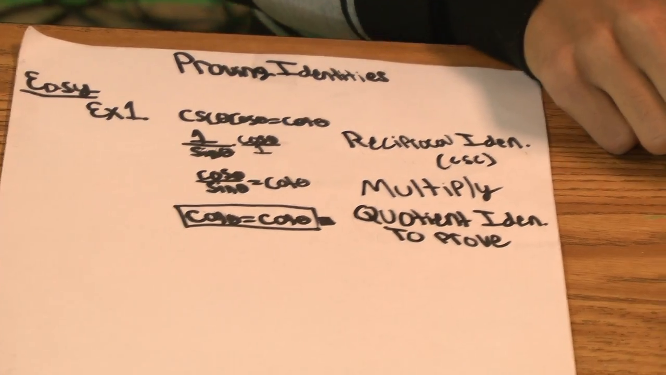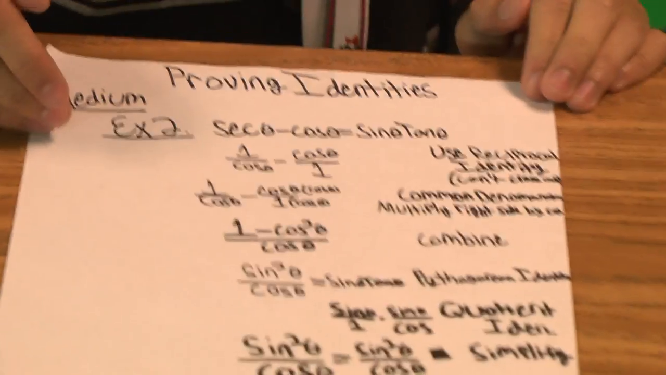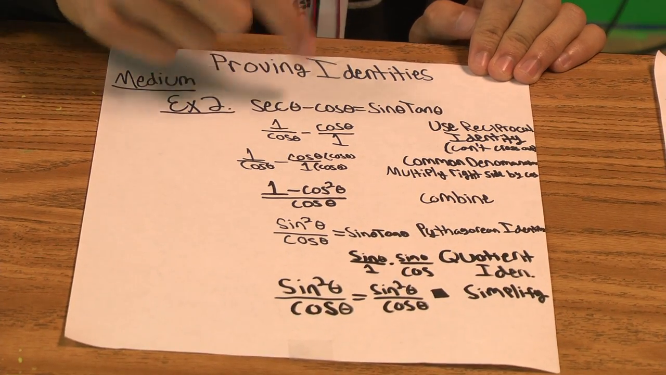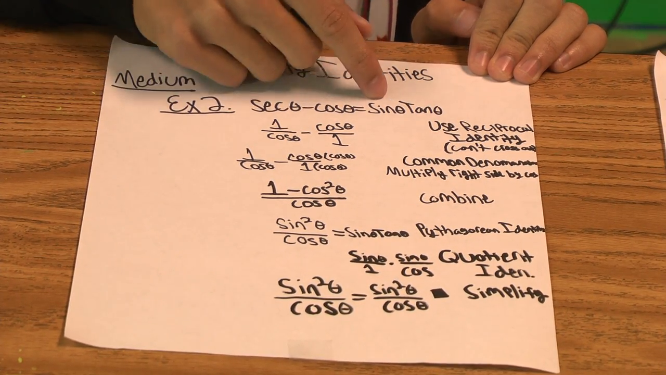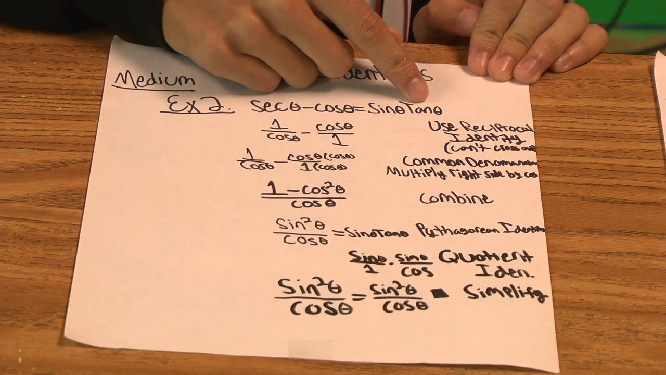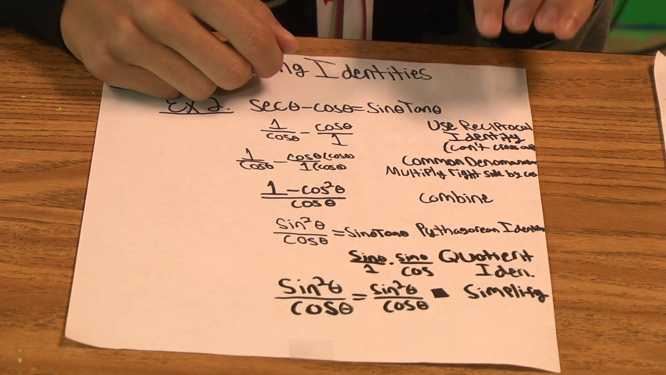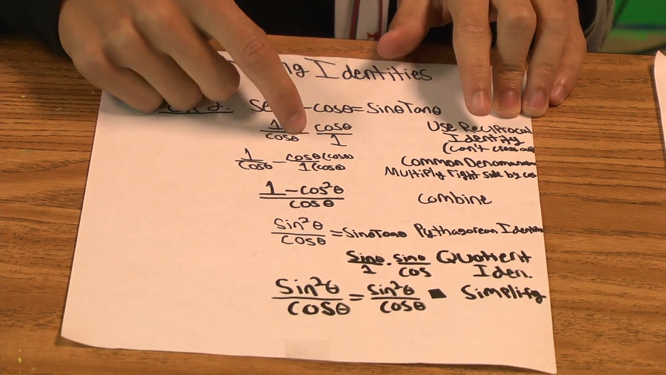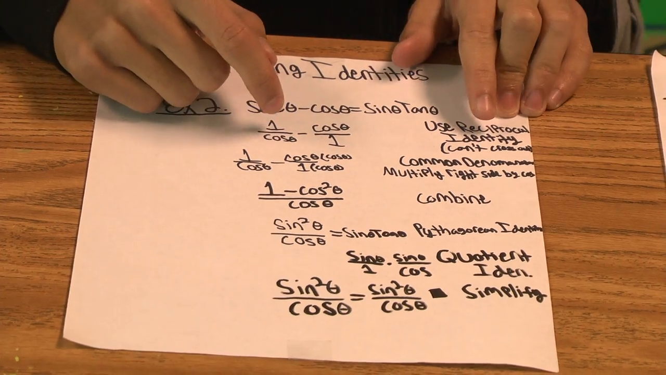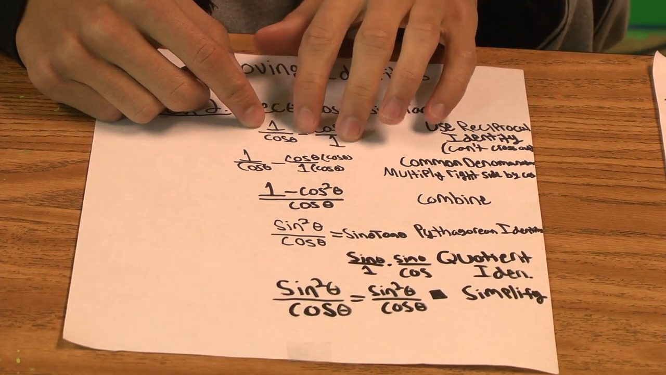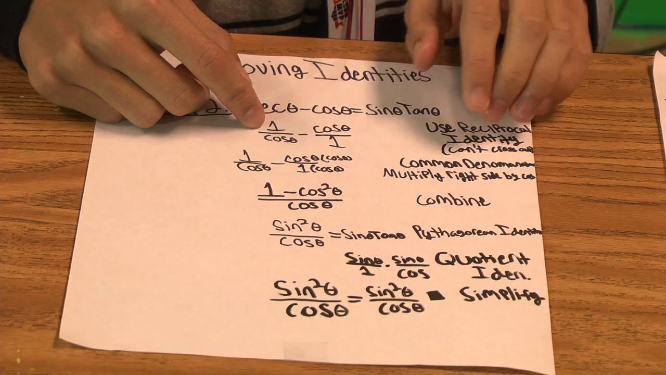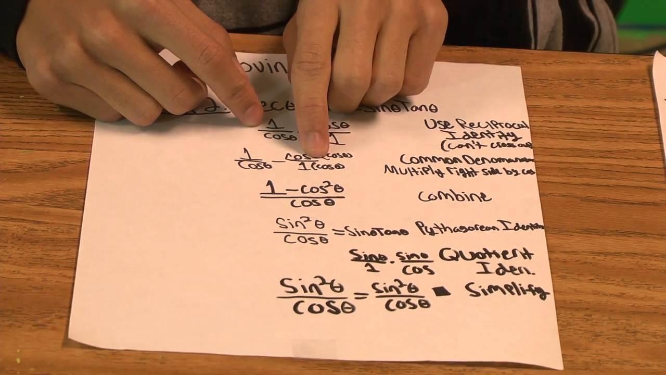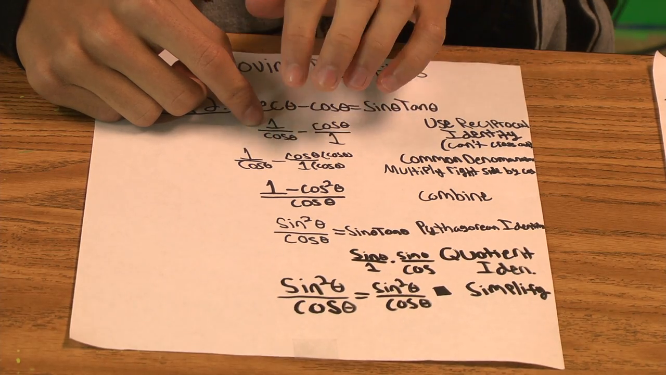On to the next one. This question is more of a medium one. You have secant theta minus cosine theta equals sine theta times tangent theta. First, you use the reciprocal identity for secant theta, and you get 1 over cosine minus cosine over 1. You cannot cancel them out because there's a minus between them. So you have to find a common denominator, and you multiply this side by cosine to get cosine as a denominator.